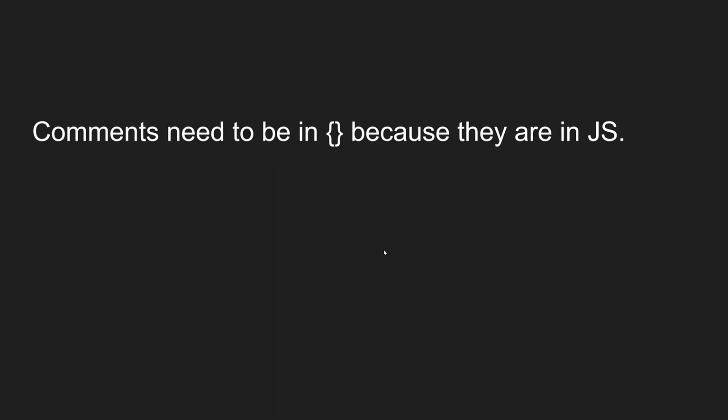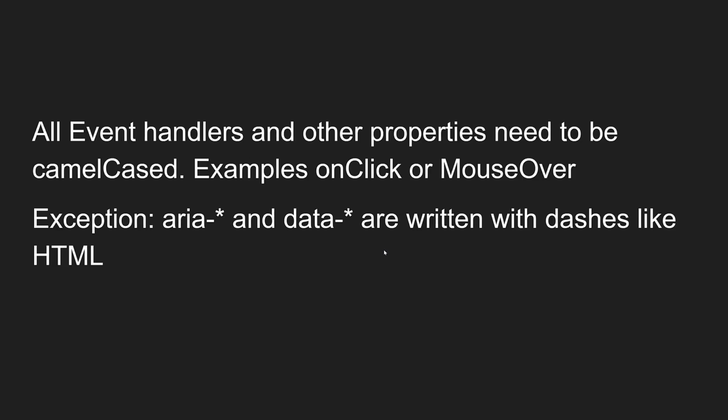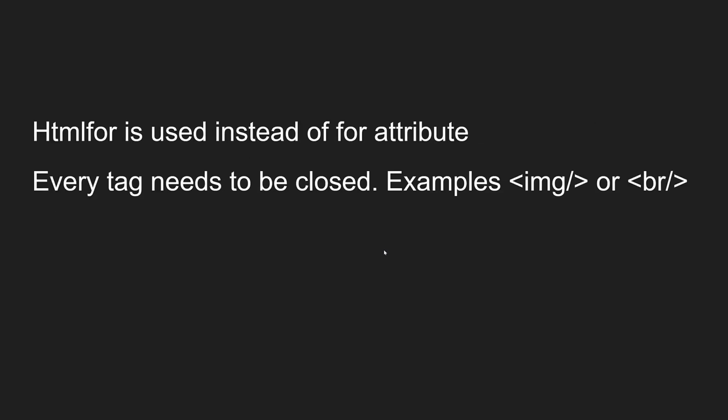And the last difference from HTML is comments. Comments need to be in curly braces. Why? Because comments belong to JavaScript, right? When you reference JavaScript, the comments will be in the single brace. I already told you that if you want to enter JavaScript mode in the JSX template, you need to have single curly braces. That is the reason. Comments also belong to JavaScript, so you need to comment out using the single brace. So these are all the differences between HTML and JSX.